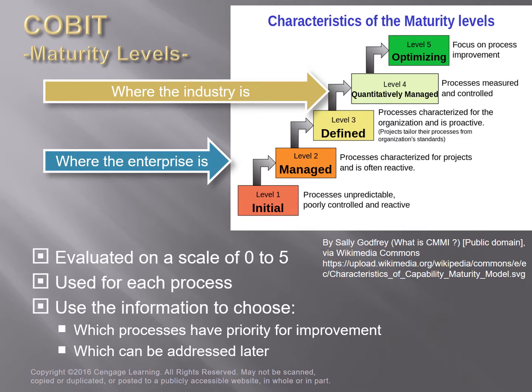It's also important to understand the industry average, which you can see from this chart. The industry average is higher than the enterprise average. And you may have your enterprise target, which in this case is just under 4 for this process. You do that for each process and determine where do I need to focus my IT resources.